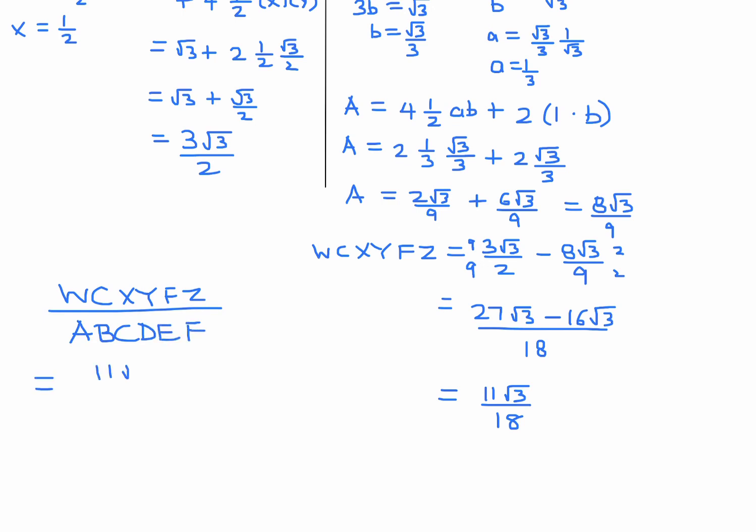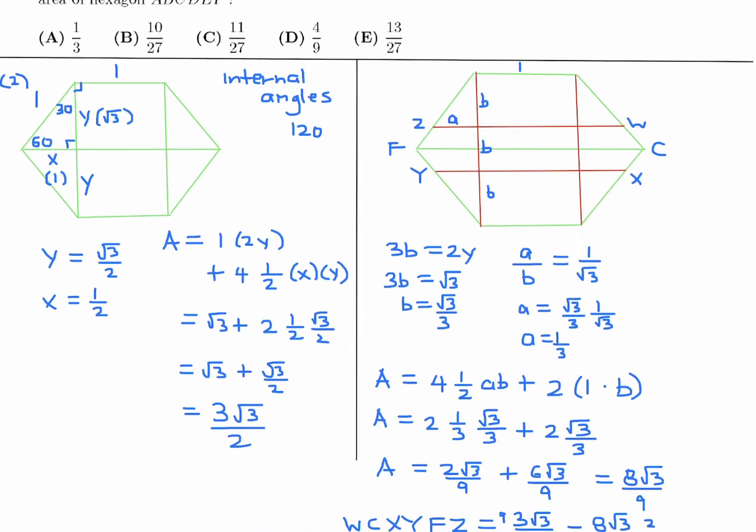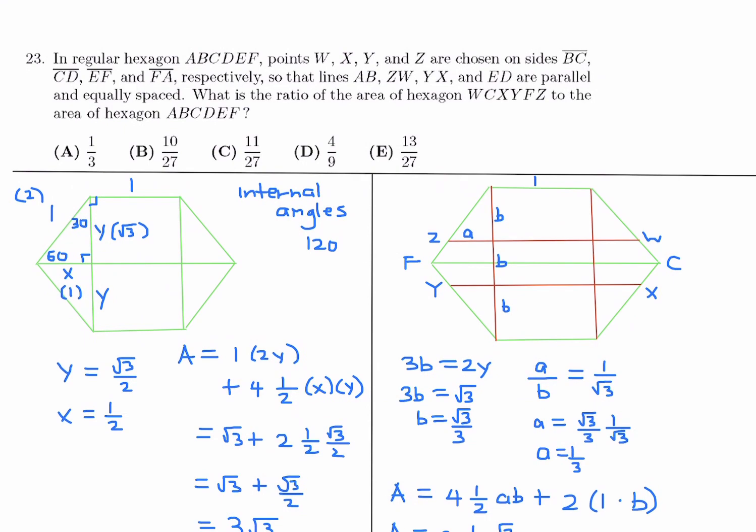So that's going to be 11 root 3 over 18 over 3 root 3 over 2. And if we invert and multiply, we get 11 root 3 over 18 times 2 over 3 root 3. So the root 3's go, and this will cross with that to get 9. And then 9 times 3 is 27. So 11 over 27 is the answer to this question. Therefore, number 23, it's choice C.